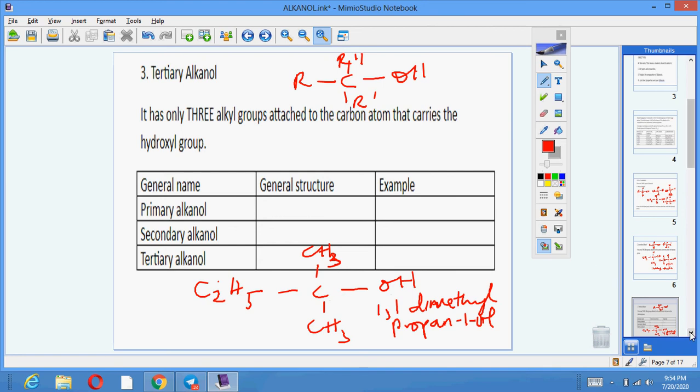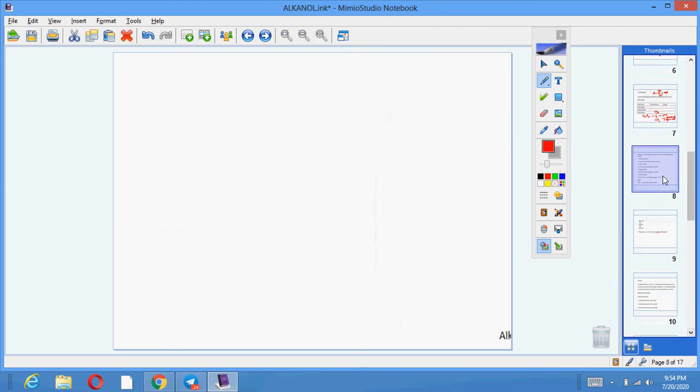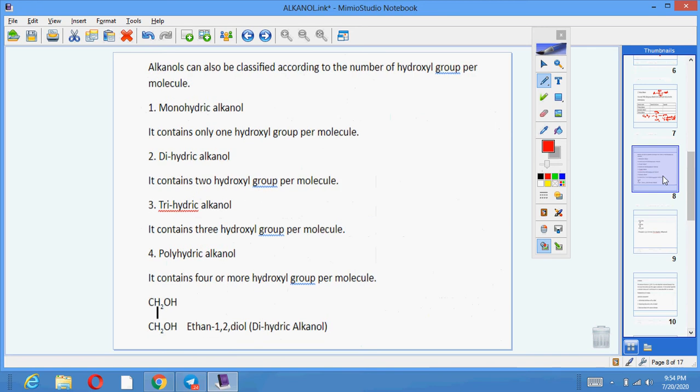Then we have alkanols classified also according to the number of hydroxyl groups per molecule. We have monohydric alkanol, which has only one hydroxyl group. Examples are our methanol and our ethanol. Dihydric alkanol contains two hydroxyl groups per molecule. A very good example is ethane-1,2-diol, a dihydric alkanol.